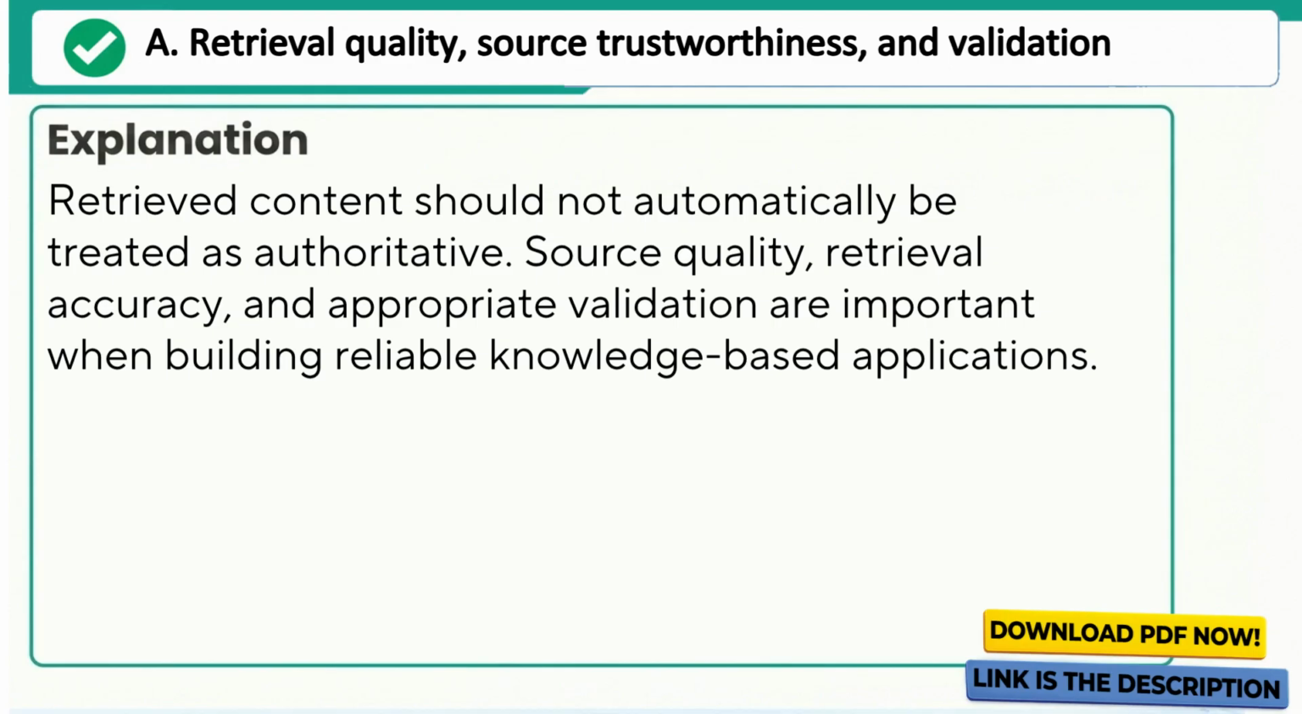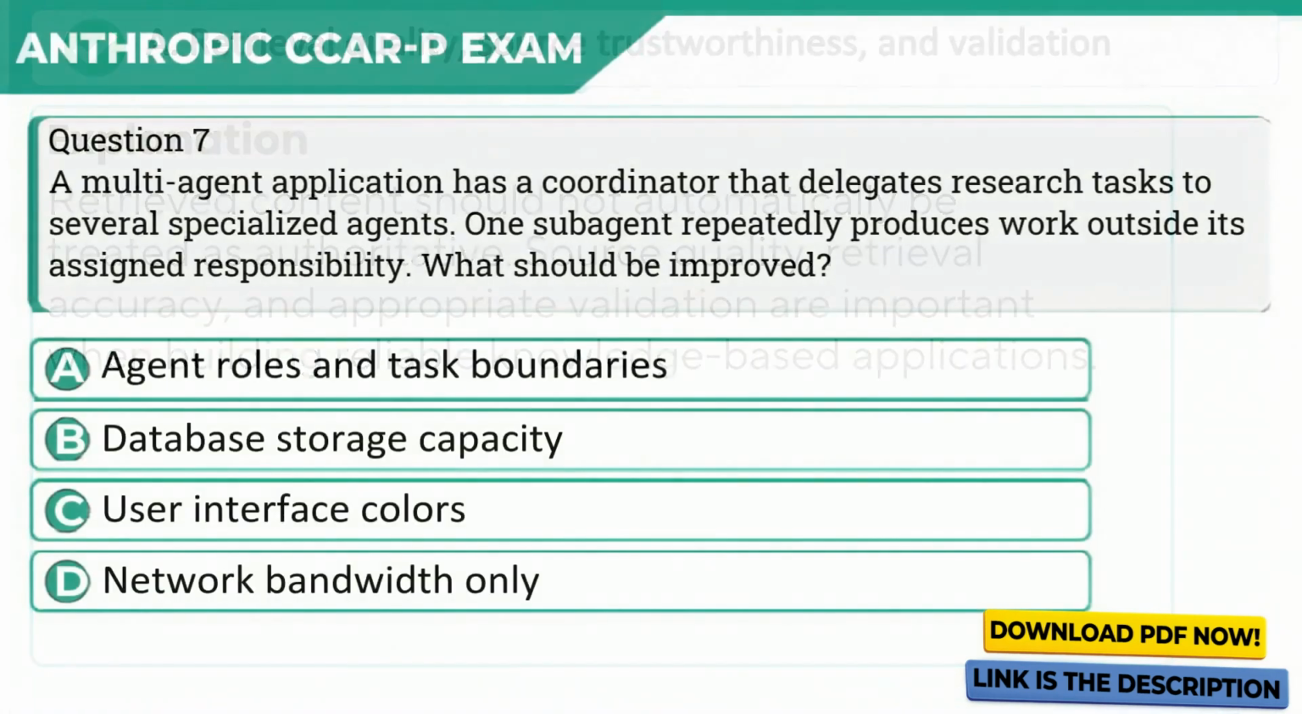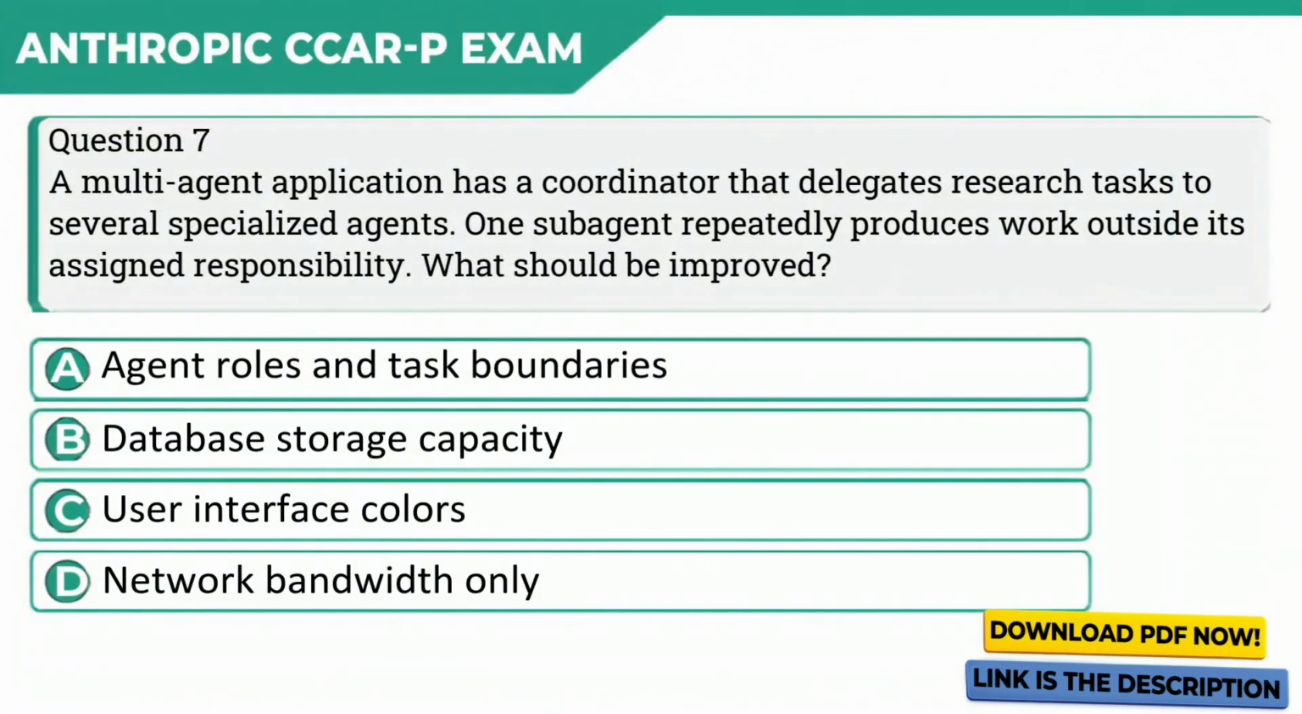Explanation: retrieved content should not automatically be treated as authoritative. Source quality, retrieval accuracy, and appropriate validation are important when building reliable knowledge-based applications. Question 7. A multi-agent application has a coordinator that delegates research tasks to several specialized agents. One sub-agent repeatedly produces work outside its assigned responsibility. What should be improved?